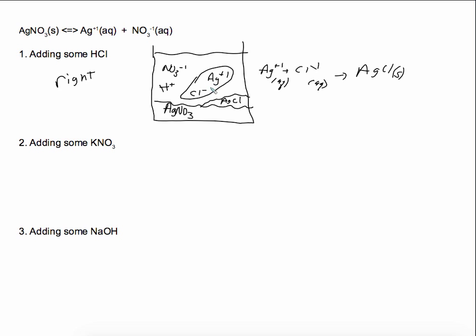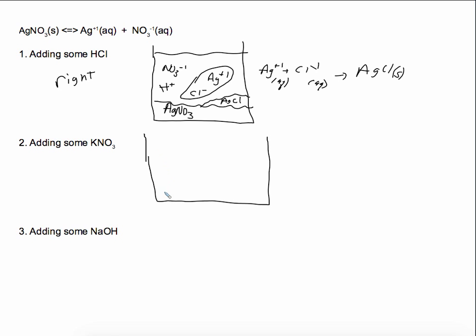Now, to know that, you would have to know a lot of solubility rules, and on the AP test, they would probably tell you something about maybe the silver chloride is insoluble and it would form a precipitate or something like that. Okay, adding some KNO3.